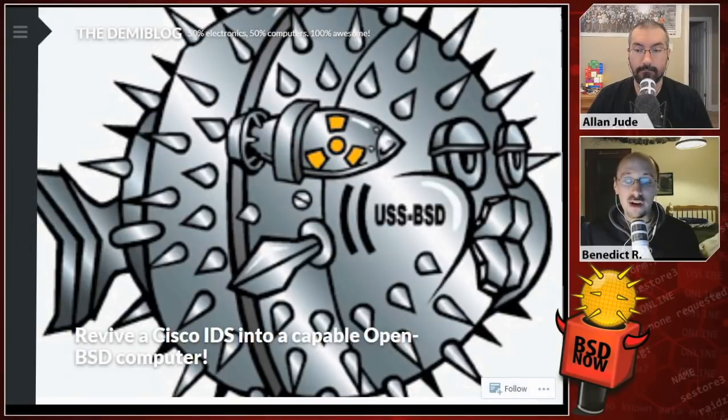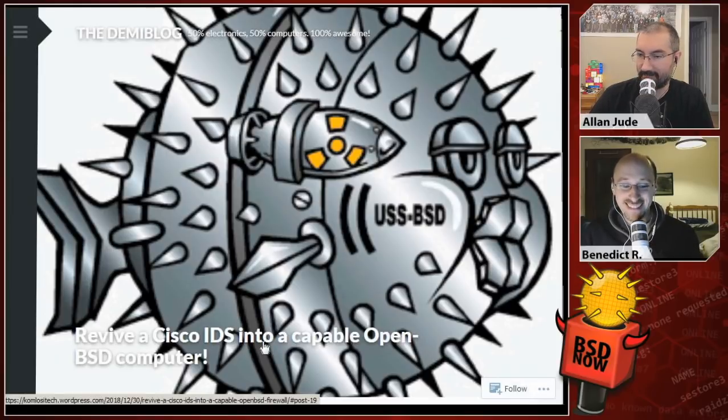Now it's time for the news roundup this week. First, we revive a Cisco IDS into a capable OpenBSD computer. In which they appear to have turned Puffy into a submarine and have some bombs attached to the side of it. It's a little weird.